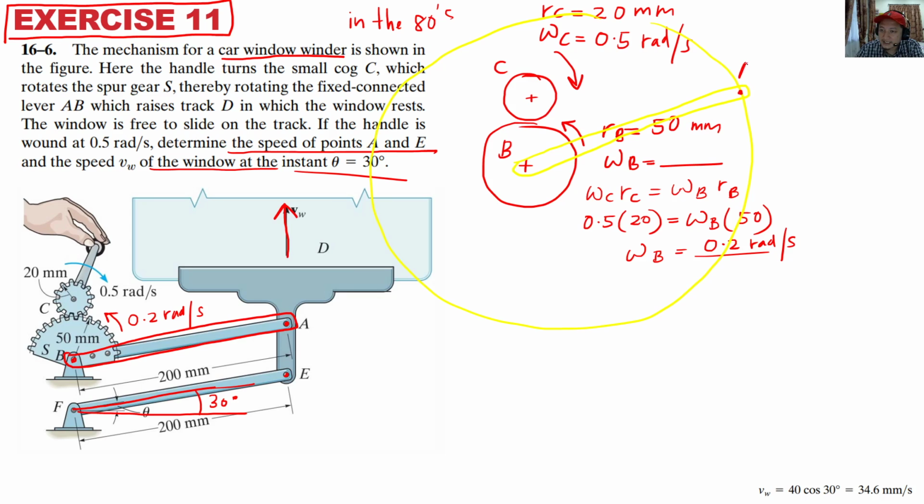Over here is actually A, right? So A is actually rotating like that. So from this one, you know that omega B is equivalent to omega A, because it's on the same rod. Center of rotation also same. So this thing is actually rotating like that. Okay?